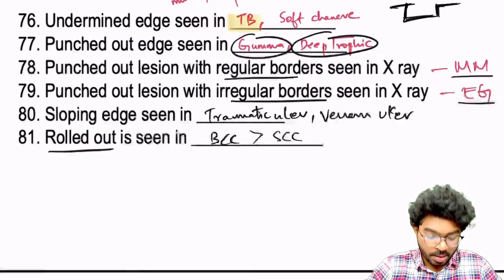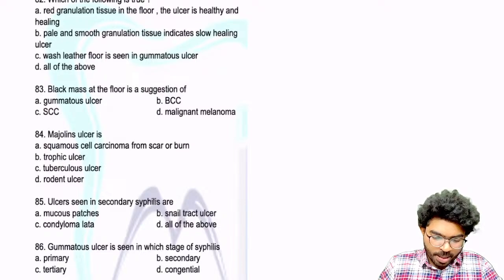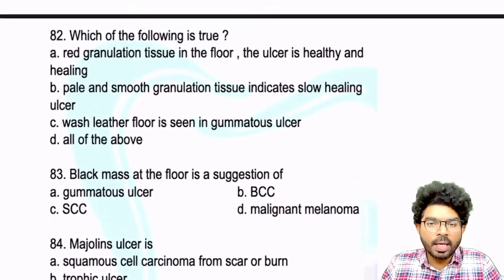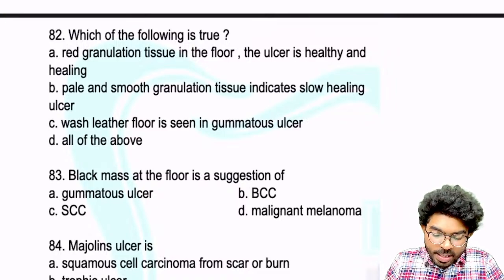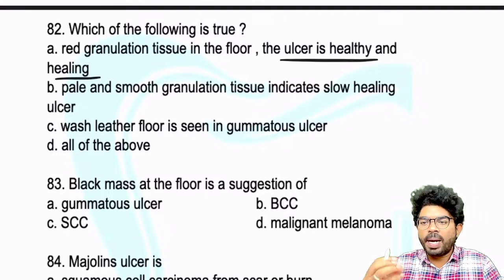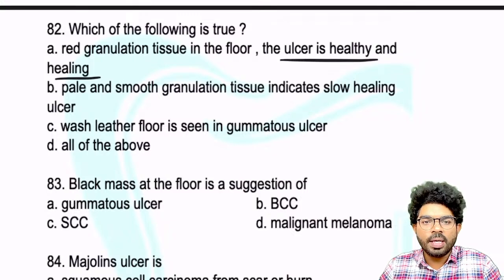Okay, nice. Coming to a few other things which we already discussed in yesterday's session. Which of the following is true? Red granulation tissue in the floor tells you that the ulcer is healthy and healing. Red means good blood supply is there.